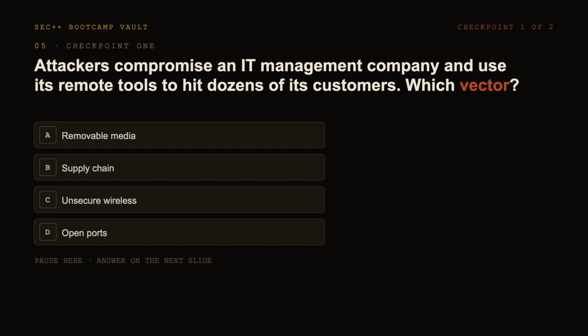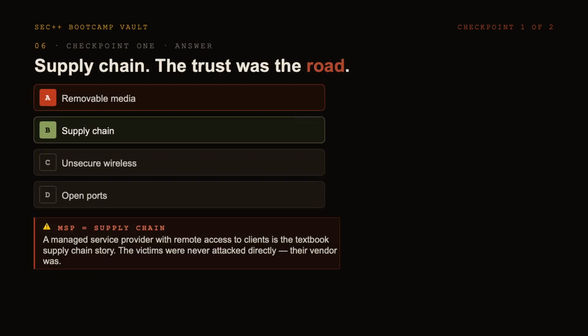Checkpoint 1. Attackers compromise an IT management company, then use its remote support tools to hit dozens of its customers. Which vector is that? A. Removable media. B. Supply chain. C. Unsecure wireless. D. Open ports. How did the attack reach the victims? Pause now. The answer is B.